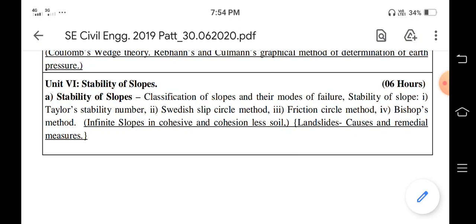And the last point is landslides. The concept of landslides, what are the various causes of landslides, and remedial measures to avoid landslides. Total lectures are 6 hours according to University of Pune.